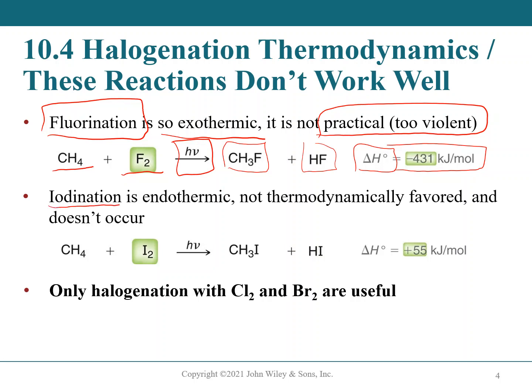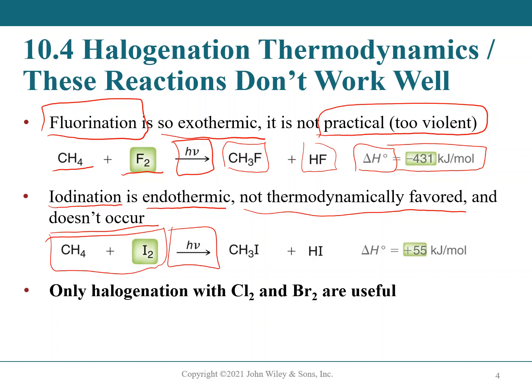Whereas the iodination reaction is the exact opposite. It's endothermic, so it's not thermodynamically favored and actually doesn't occur at all. So you could mix these two components in a flask, shine some light on it, and your iodination product would not occur.